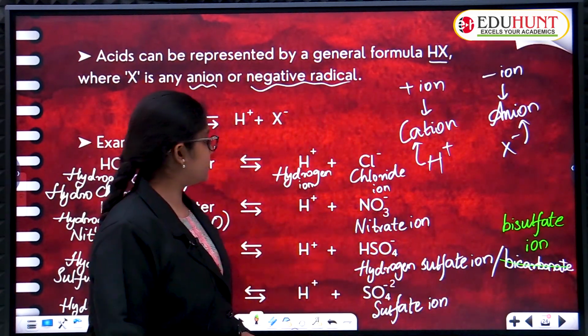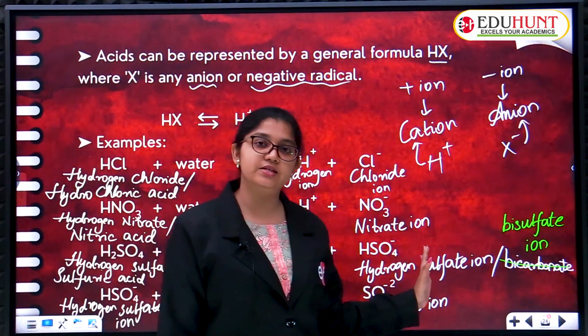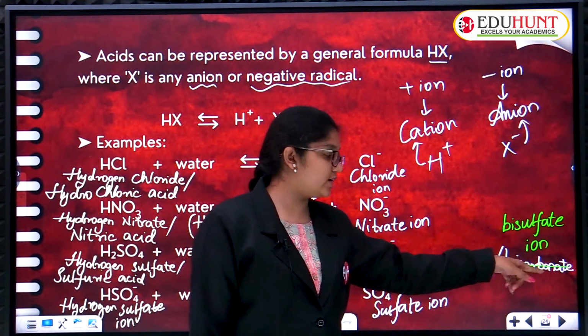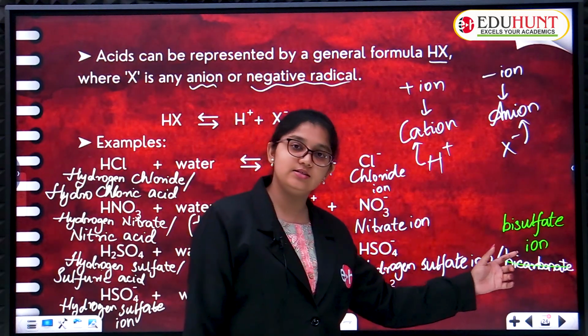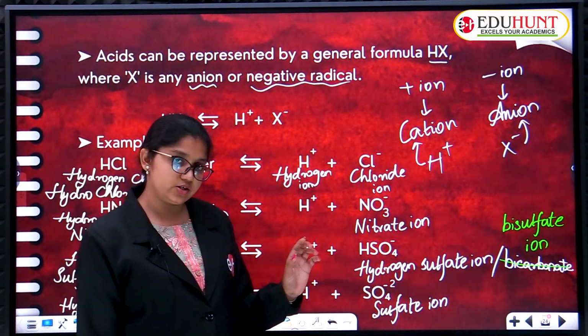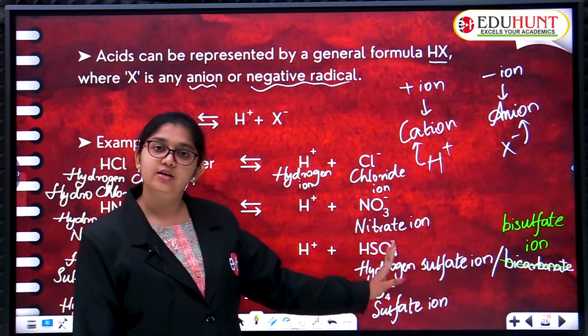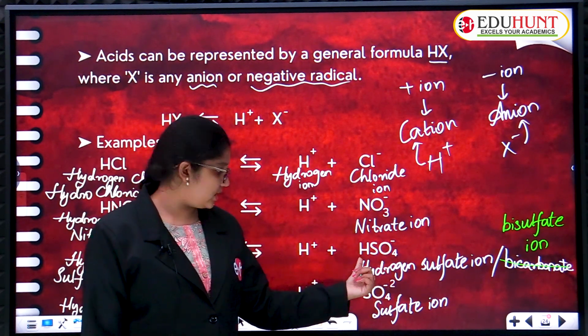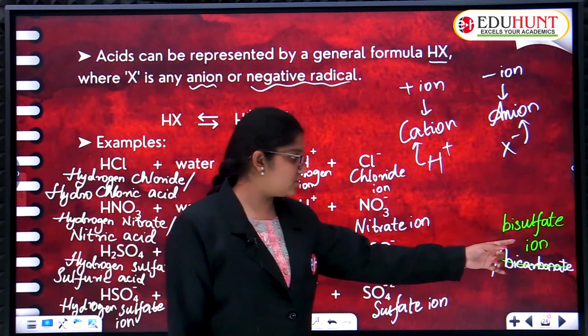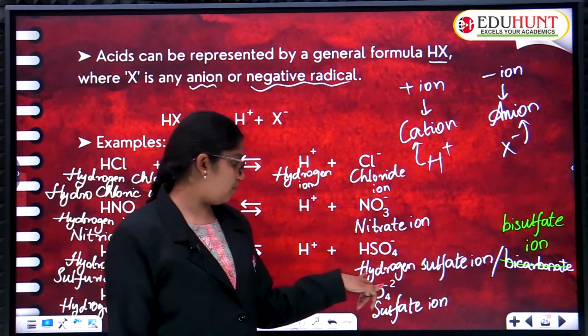HSO4 minus is represented as hydrogen sulfate ion or bisulfate ion. Why did the word "bi" come in? Because of the presence of H. If you see a single H in the chemical formula, we can represent that as "bi". SO4 minus is sulfate, and bisulfate is with the combination of H.